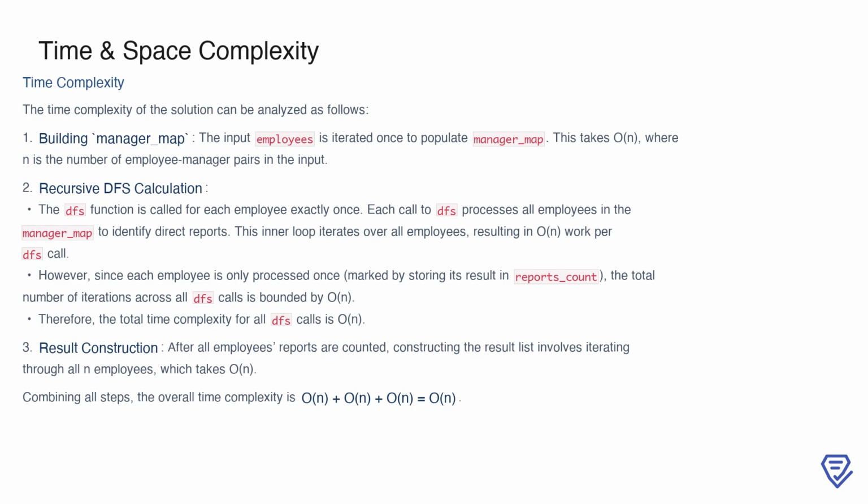Finally, the result list is constructed by iterating through all n employees, which also takes O(n) time. When we combine these steps, we get an overall time complexity of O(n) plus O(n) plus O(n), which simplifies to O(n).